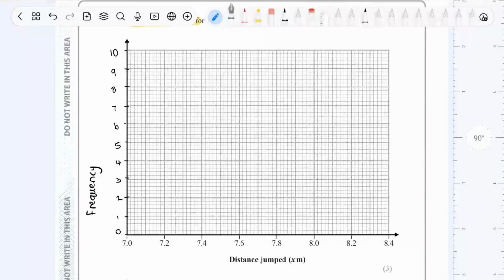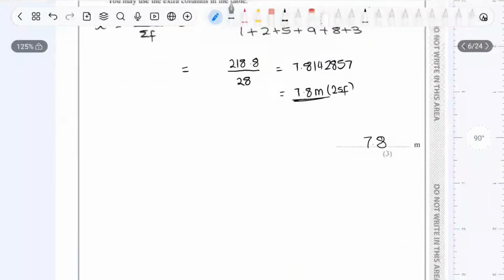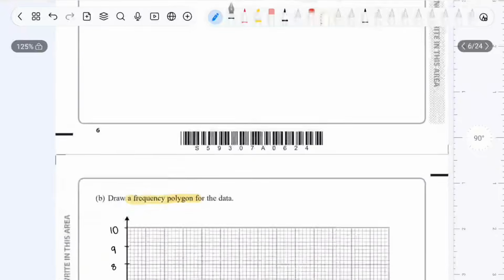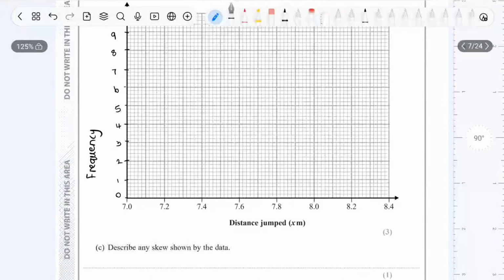So now we've done the axis and the labels, we now need to focus on the actual frequency polygon itself. So at each midpoint, and the midpoints we have, we've labelled them all 7.2 through to 8.2, then we need to plot the corresponding frequency. So at 7.2, which is our x value, we need to go to the frequency which matches it, and that's 1. So I'm going to plot that here.